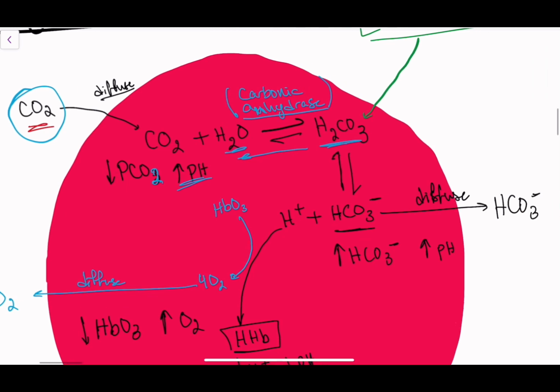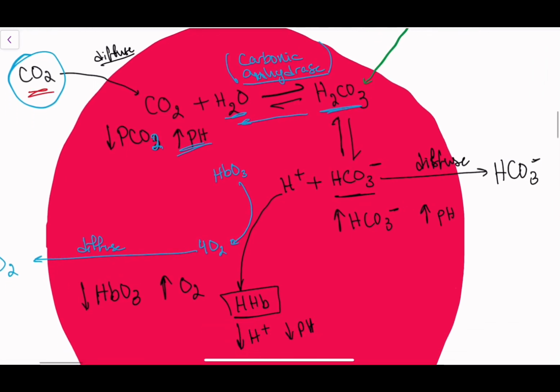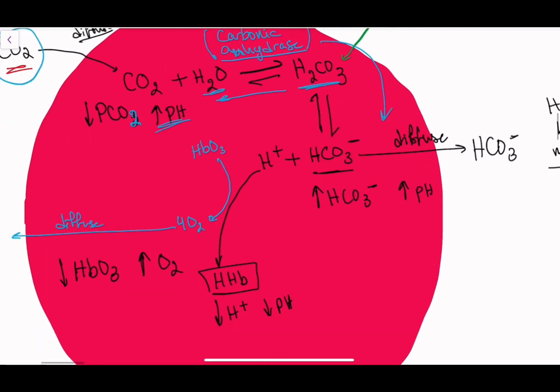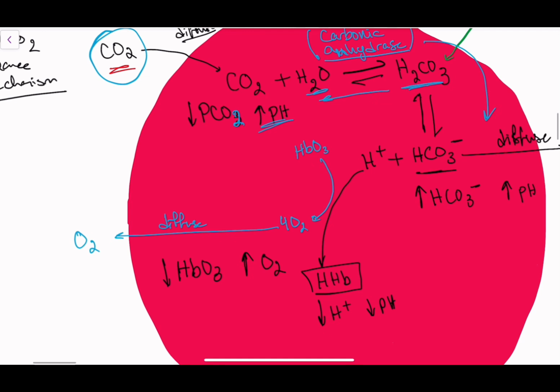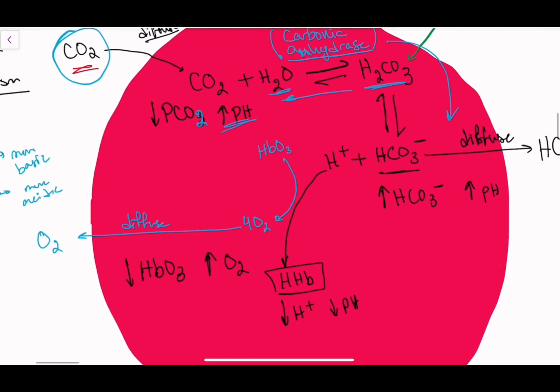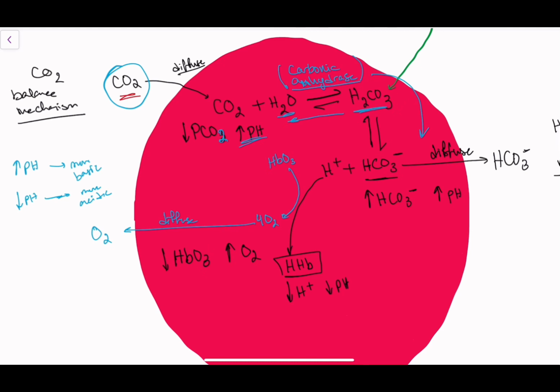We are increasing the pH because if you follow this equation, going this way, we are making more of the buffers, right? So let's see what an increase in pH means. When we have an increase in pH, that means we're making it more basic. If we have a decrease in pH, we're making it more acidic.